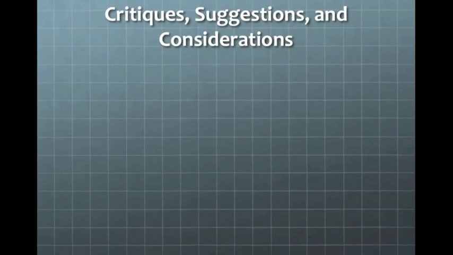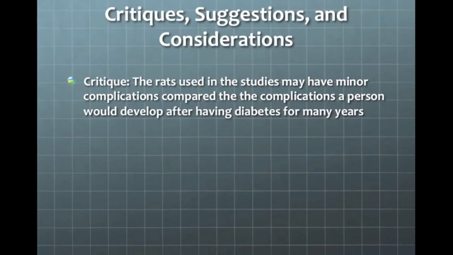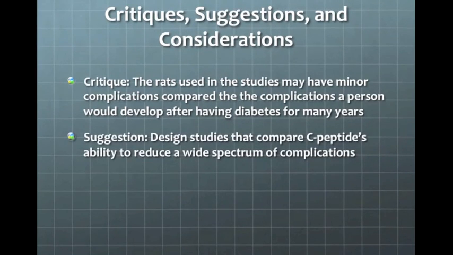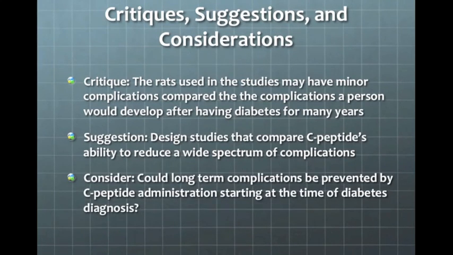Although this study demonstrates that C-peptide administration may be able to reduce complications, the rats had diabetes for only a few weeks, and therefore may only have minor complications compared to the complications a person would develop after having diabetes for many years. Therefore, it will be crucial to design studies that compare C-peptide's ability to reduce a wide spectrum of complications. Also, based on the data, it is interesting to consider whether complications could be prevented by C-peptide administration starting at the time of diabetes diagnosis.